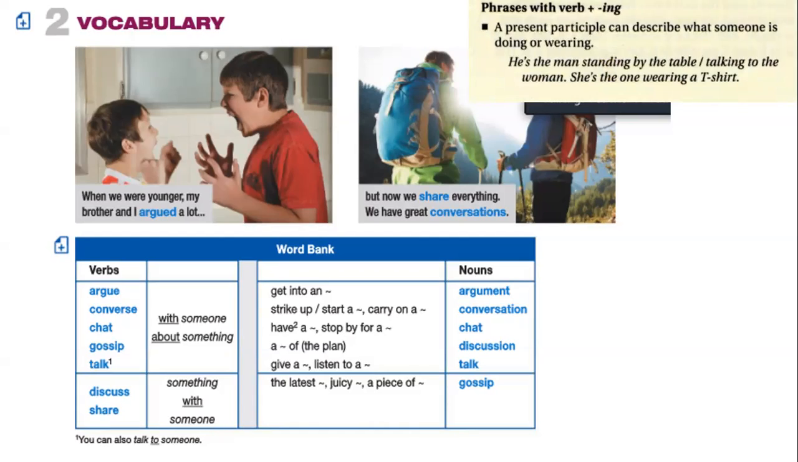See, if you want to identify a person with a verb in ing form, also known as a present participle, it's because you want to describe what someone is doing or also wearing. For example, he's the man standing by the table, talking to the woman or wearing a t-shirt. Let's talk about what they're doing.